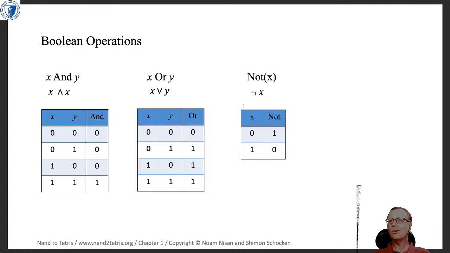I tend not to use the up arrow, down arrow and bracket version of things. I tend to use the dot version for AND, the plus version for OR, and either overbar or prime for not. And these are the basic Boolean operations, and, or, and not, and their truth tables, right?